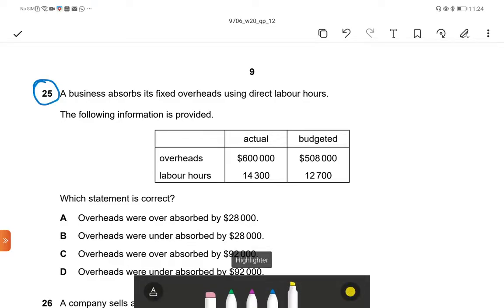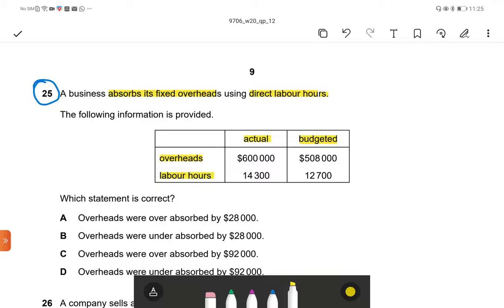A business absorbs its fixed overheads using direct labor hours. The following information is provided: actual and budgeted overhead, and labor hours. What statement is correct? Here they are given overhead absorbed, underabsorbed or overabsorbed. Underabsorbed means if the budgeted overhead is less than the actual overhead, while if the budgeted overhead is more than the actual overhead, that is called overabsorbed.